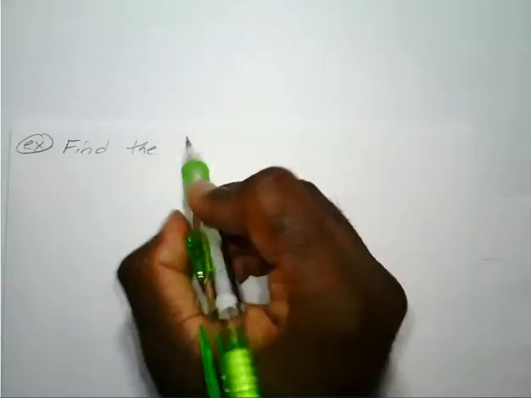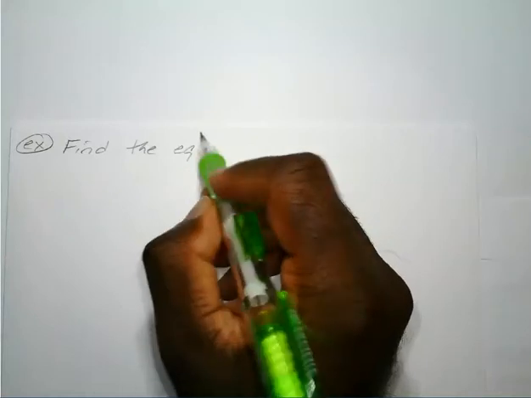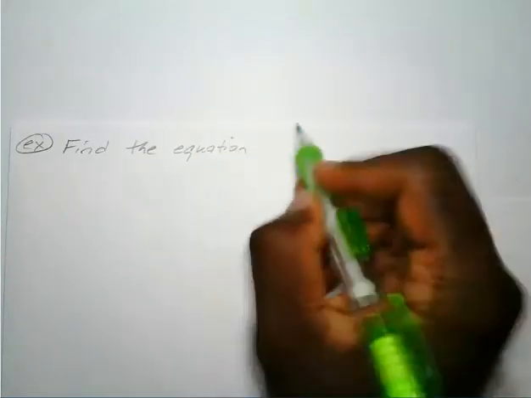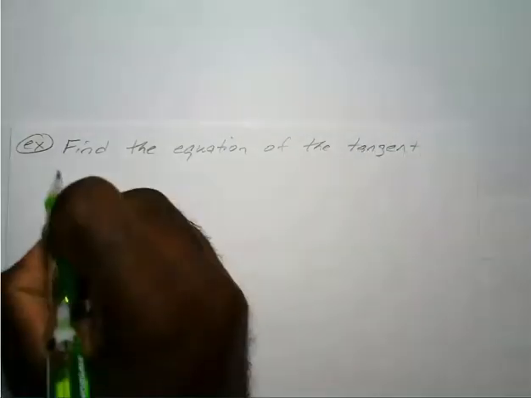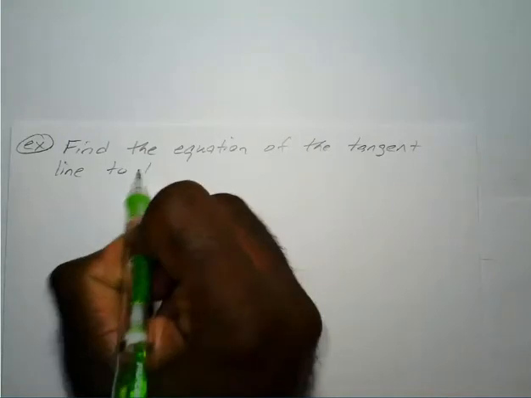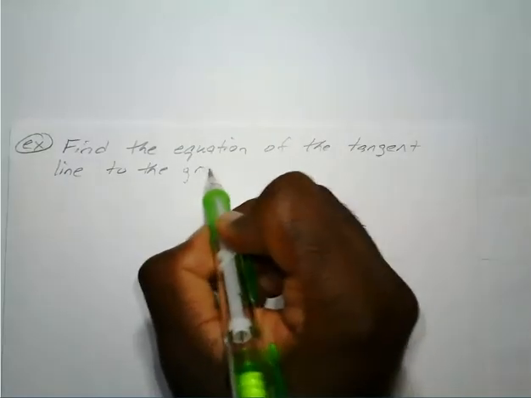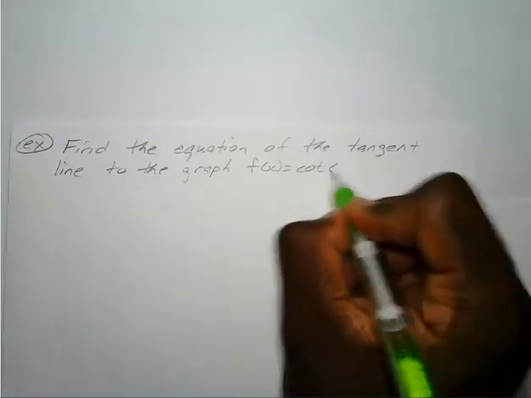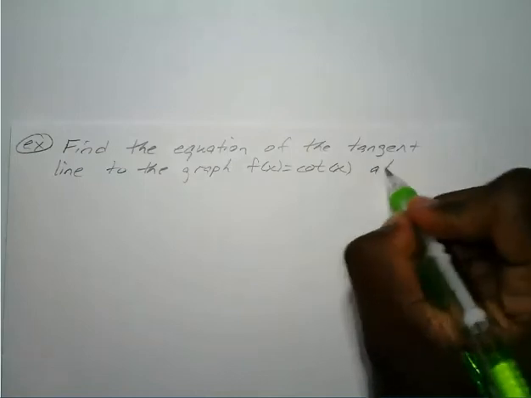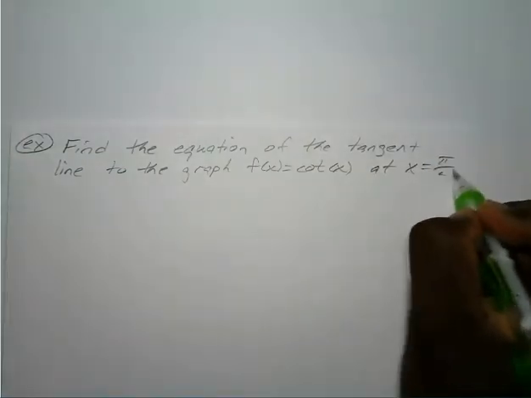So for our next example, it's a little bit of a word problem. Well, not really a word problem, but a little bit bigger than just finding the derivative. What if we want to find the equation of the tangent line to the graph f of x equals cotangent of x at x equals pi over 4?